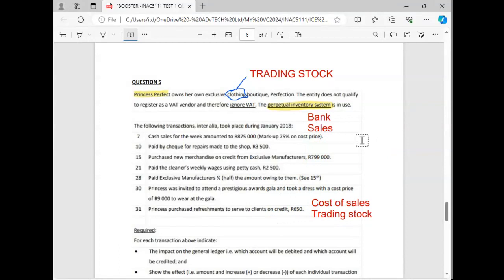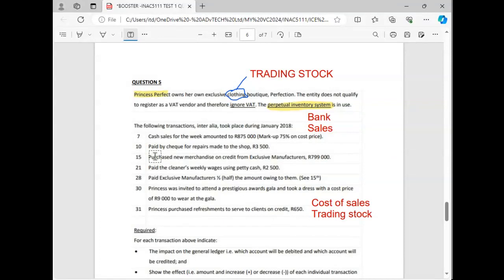And then firstly, you must ask yourself, how will I know that I'm selling stock? Because the first one on the 7th says cash sales. Guys, I told you, the minute you see sales, write it down. The minute you see sales, it means you are selling stock. Here they didn't say you are selling stock, they just said cash sales. Someone can ask, how did I know that I'm selling stock? It's because the word sales can only be used when you sell stock.